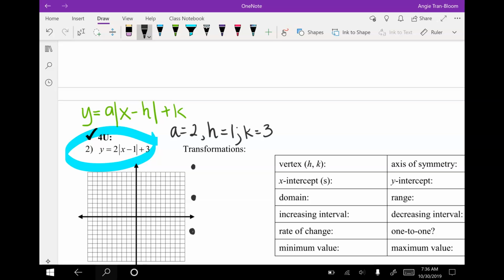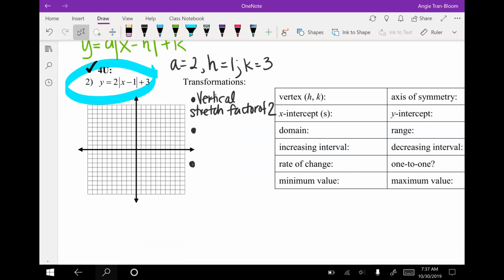Someone tell me the transformation for a that's bigger than 1. What does that say? When a is bigger than 1, A is bigger than 1. What type of transformation is that? Vertical stretch, very good. Vertical, make sure we know how to spell these out. Vertical stretch, factor of how much? Factor of 2, okay? Then what's the h of positive 1? What does that do? Shifts to the right, okay?